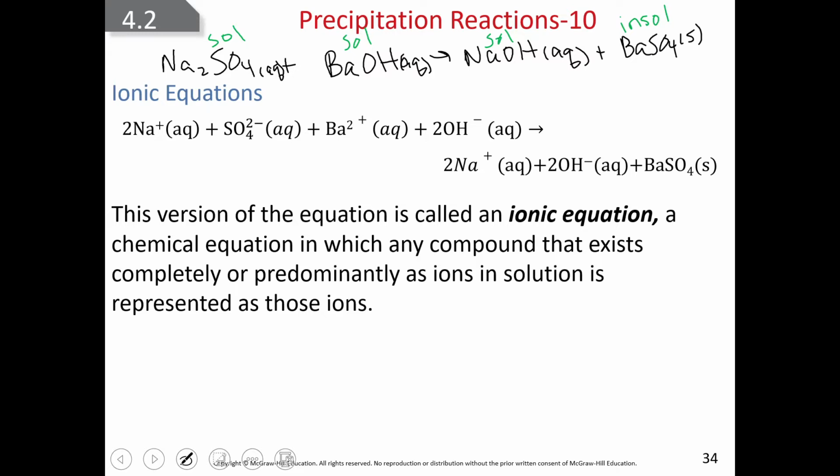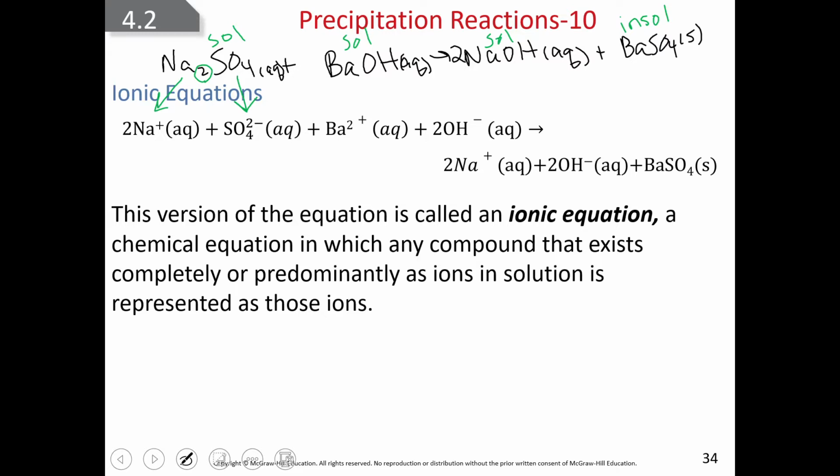Okay, so that means in their ionic equations, let me balance this right quick. Let me make sure I'm balanced here. 2, 1, 1, 2. Okay, I'm good. I'm balanced. All right, so if we look at sodium sulfate, it is going to break apart into its individual ions because it is soluble. So that means we have to put a 2 in front of the sodium ion because there are 2 of them. And the sulfate is a 2 minus overall anion.